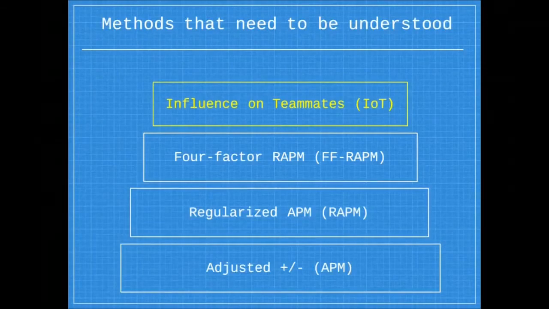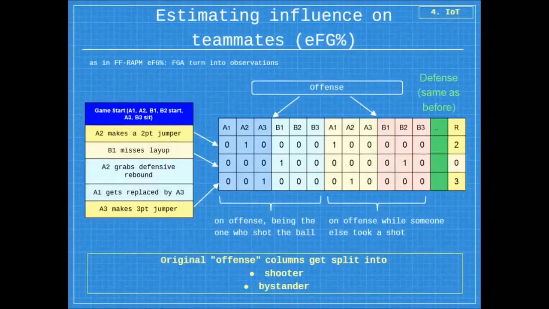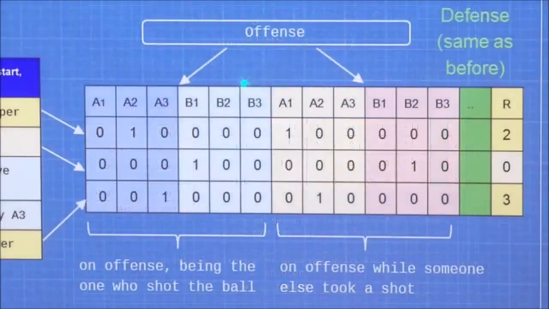And finally, how to estimate a player's influence on his teammates' statistics. We're doing this here for estimating a player's influence on his teammates' effective field goal percentage. The defensive columns are the same as before, and we have the same play-by-play as before. What we did is split up the offensive column, which was one big column set for all players, which had each player once. We're going to split this up and have two offensive columns for each player.